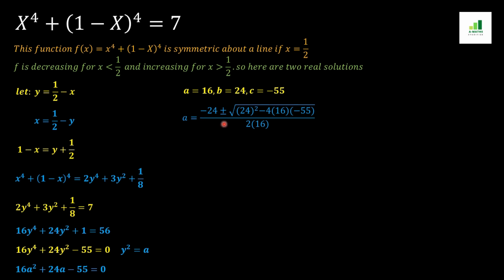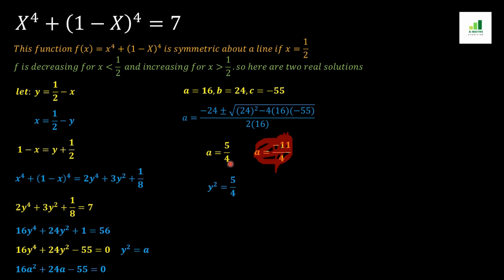By replacing a, b, c in the quadratic formula and solving, we should get two values for a. The first is a = 5/4 and the second is a = -11/4. As we know, we should take the real solution, so we should discard this value. It means that this value is not important for us. We should use a = 5/4.